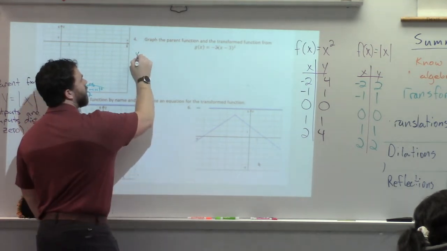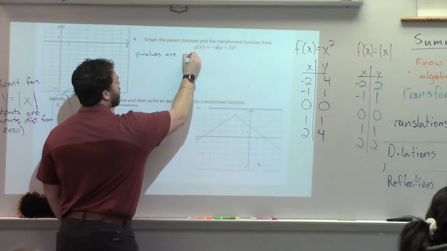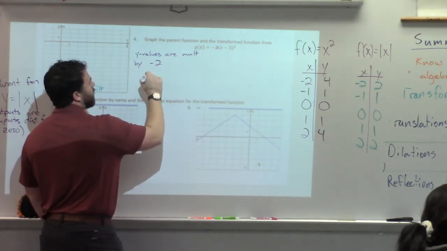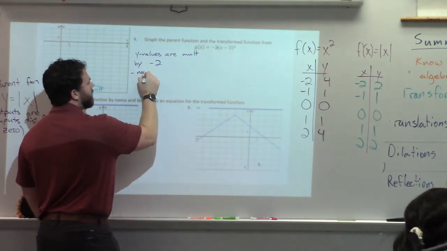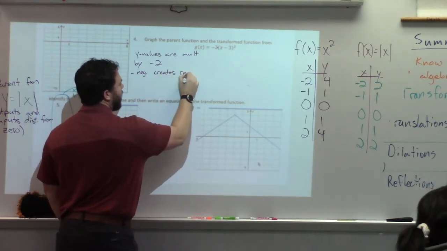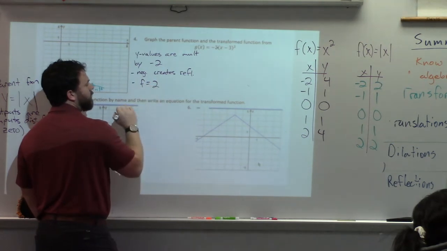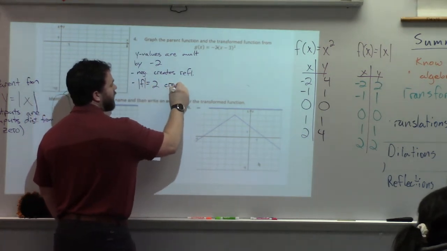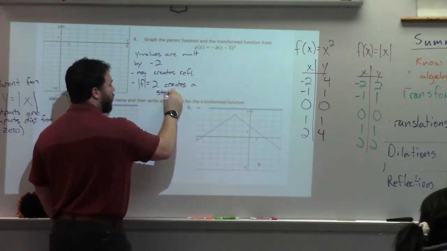Yes, you could say the y values are multiplied. Those don't always be a reflection dilation. No. The y values are multiplied by -2. The negative creates a reflection, right? The absolute value of the factor equaling 2 creates a dilation, a stretch. You had to have both of those.